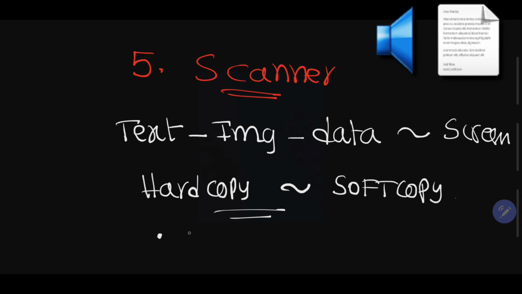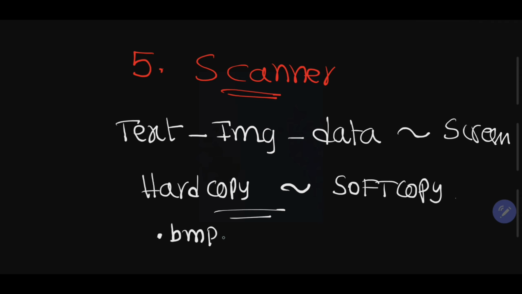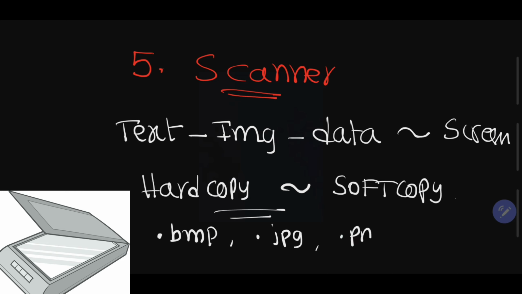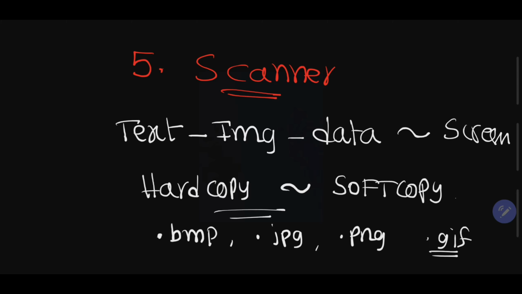Basically, if you scan anything, that may be bitmap images, which come under BMP images, or JPG images, or PNG images like Paint images, or sometimes stored as GIF images. So this is also one of the important input devices. Next, microphone.